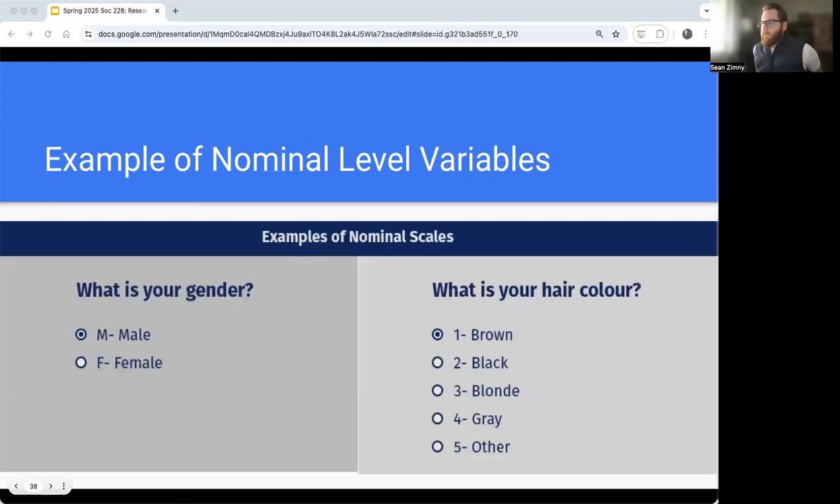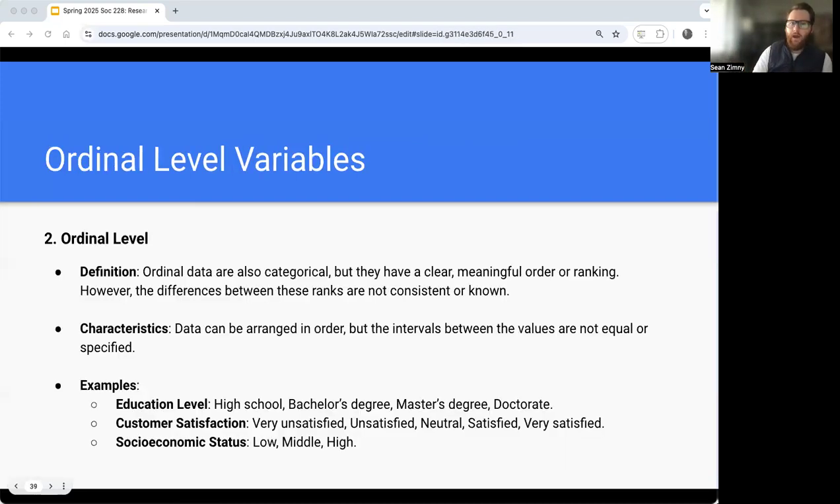Here are examples of nominal level variables in, say, a survey. What is your gender? You see options male and female there. What is your hair color? And you have the different hair colors there. So it's all about classification. There is no logical order, no order classification or numerical classification. They are just categorical.